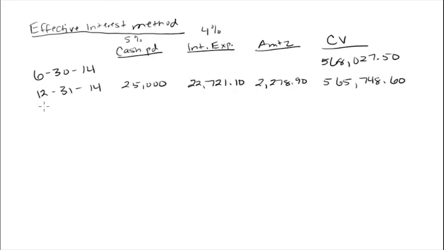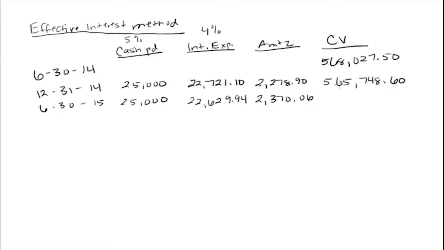Let's do just a few more. I'm not going to go all the way to the end, but if we did this to the end of the bond term, you'd find that the carrying value gets to $500,000. Next one's going to be 6/30/15. Again, we're going to pay $25,000 as we do each 6 months. We're going to take this new carrying value, multiply it by the 4%, and that's going to give me 22,629.94.